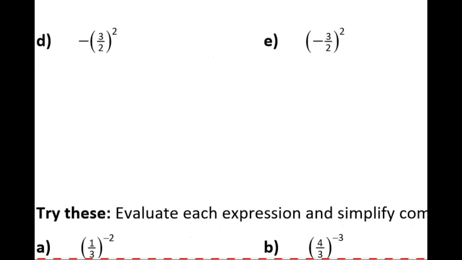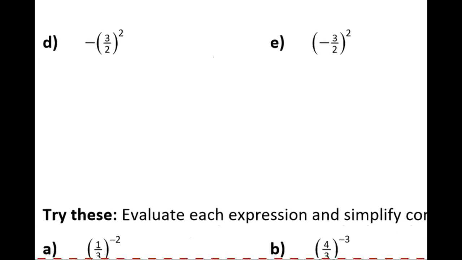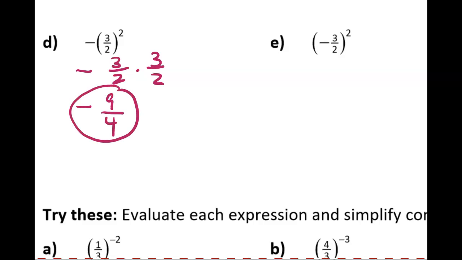Let's do a few more here. Negative 3/2 to the 2nd power. Okay, here our negative is not part of what's being squared. The squaring only applies to what is in the parentheses. So I'm just going to bring that negative down, and then that's 3/2 times itself, because a positive exponent means repeated multiplication. So that's negative 9/4.